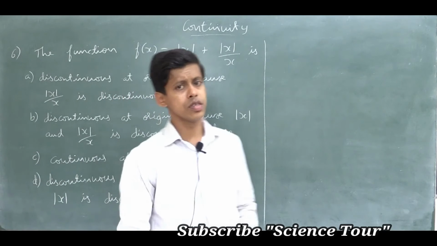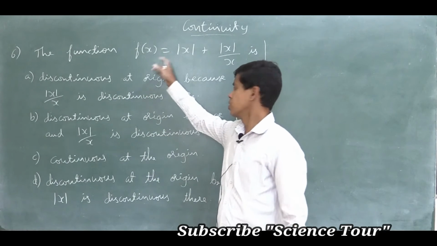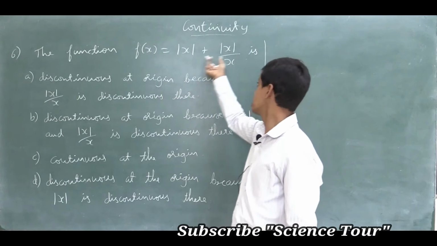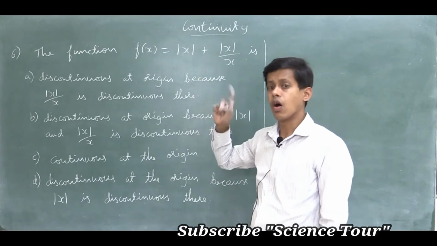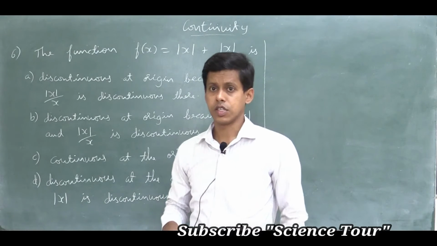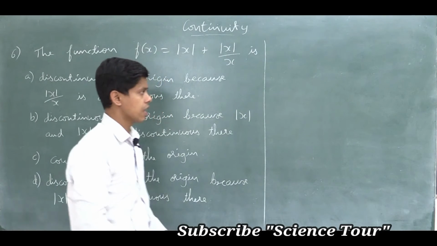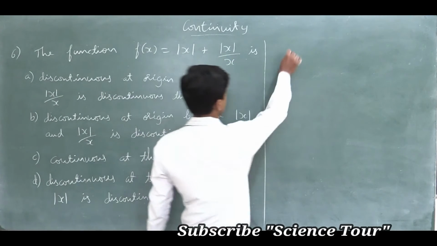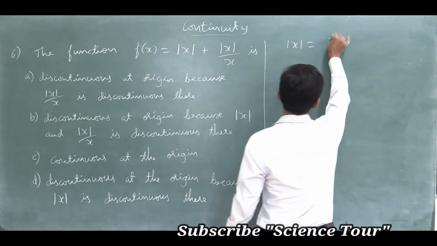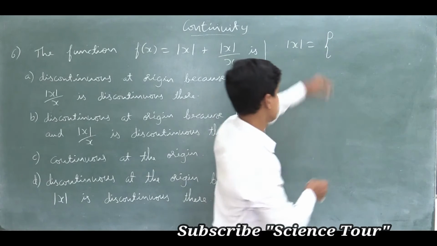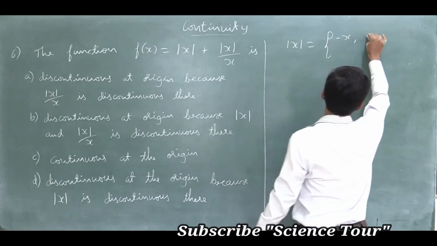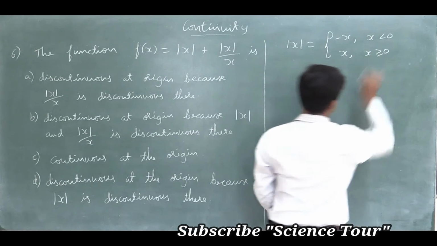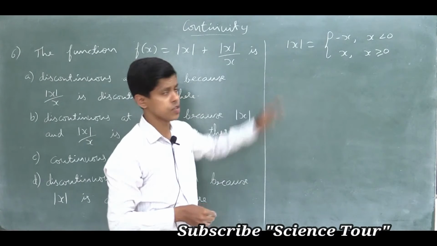So, now what you need to decide is whether the function f of x is continuous, that means both modulus of x plus mod x by x is continuous, or any one of them is discontinuous or not. So, let us analyze what this function looks like. First, what is the mod x definition? Modulus of x is defined as minus x if x is less than 0, and it is x if x is greater than or equal to 0, right. That is the definition of the modulus function.